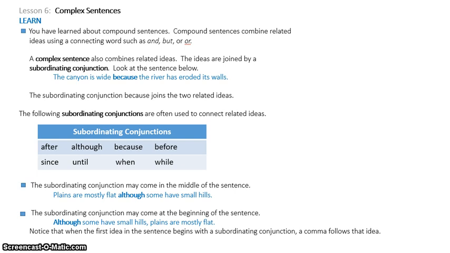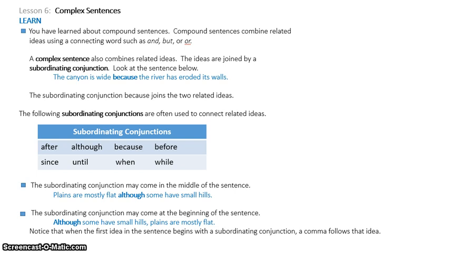The subordinating conjunction may come in the middle of the sentence. Plains are mostly flat, although some have small hills. So they've taken the sentence, plains are mostly flat, and they've taken the sentence, some have hills, and they've combined it with the subordinating conjunction of although and made it one sentence. The subordinating conjunction may come at the beginning of the sentence. Although some have small hills, comma, plains are mostly flat. Notice that when the first idea in the sentence begins with a subordinating conjunction, a comma follows that idea.